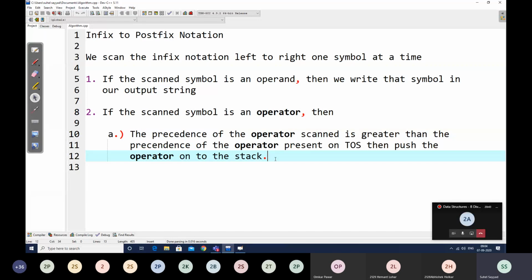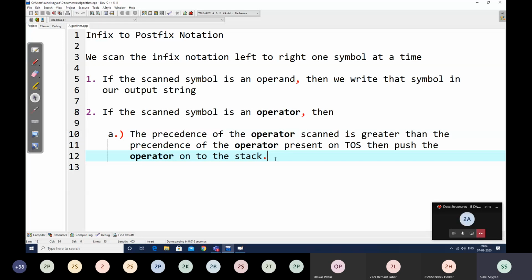For example, if you are scanning a multiplication, and on your top of stack as of now addition is present, then multiplication has more precedence compared to addition. So in this case, you are going to push the operator you have scanned, which is multiplication, onto the top of stack. Is the meaning of the statement clear? The precedence of the operator that you have scanned right now is greater than the precedence of the operator present on your top of stack.